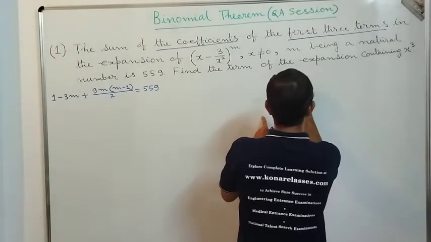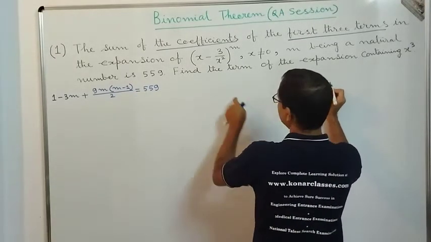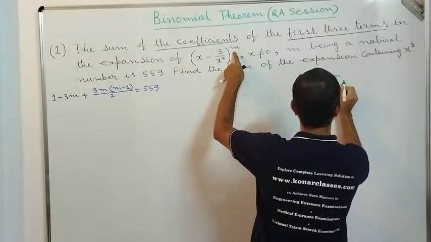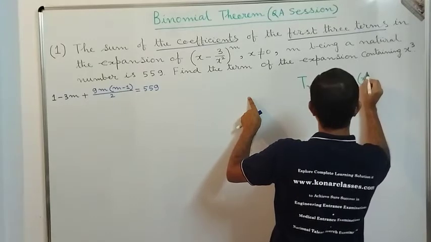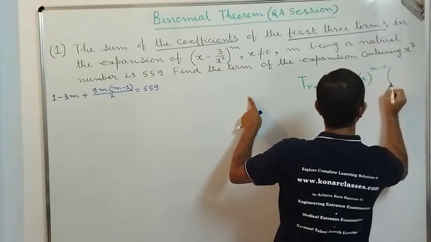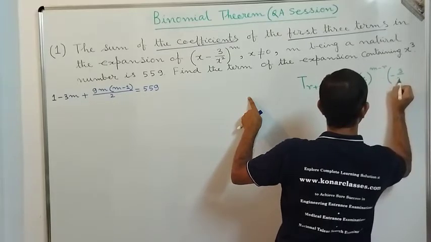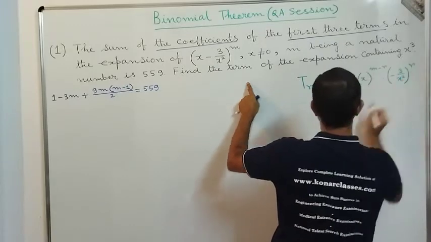the (r plus 1)th term in this expansion, T r plus 1, is equal to mCr into x to the power m minus r into (minus 3 by x square) to the power r.